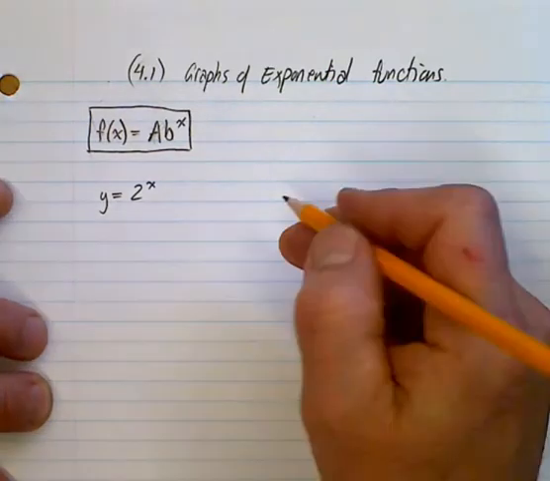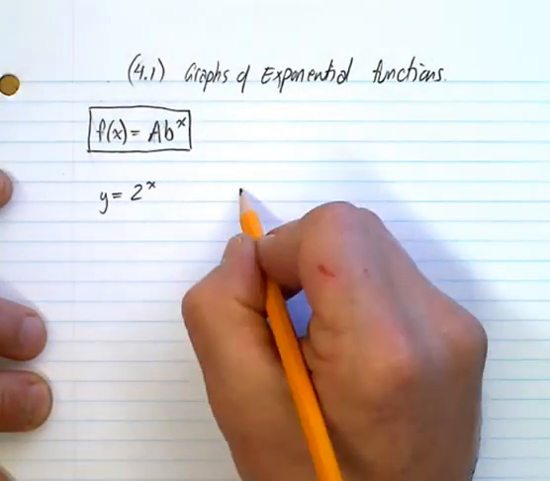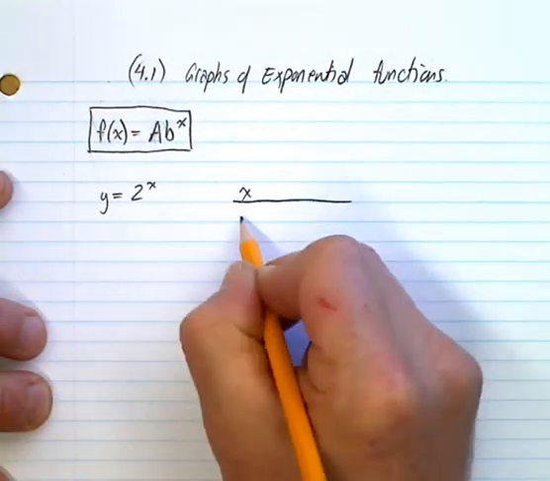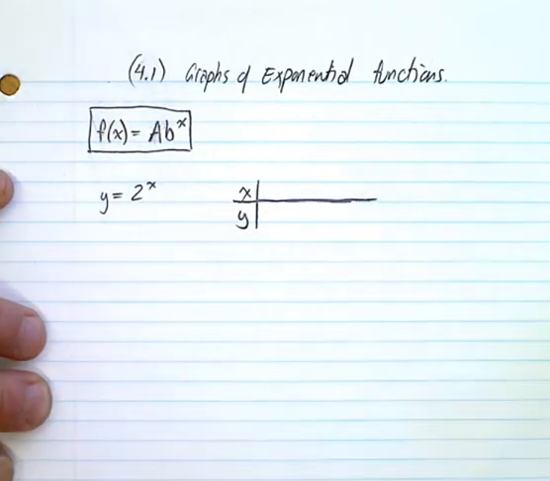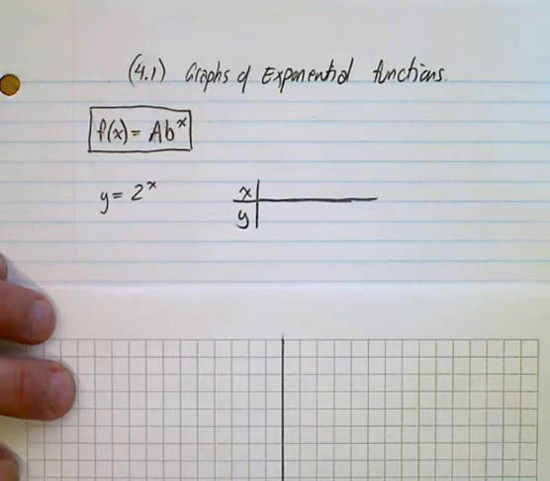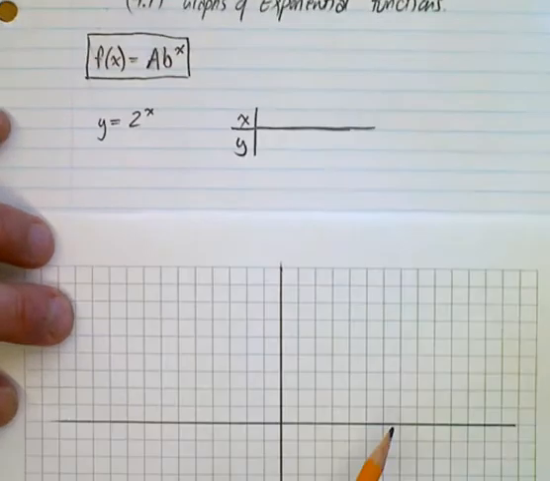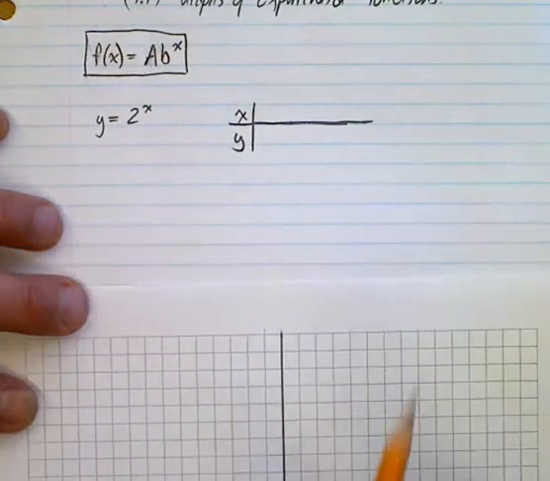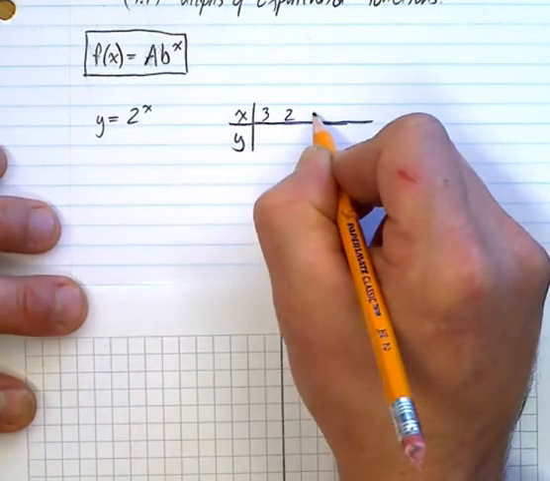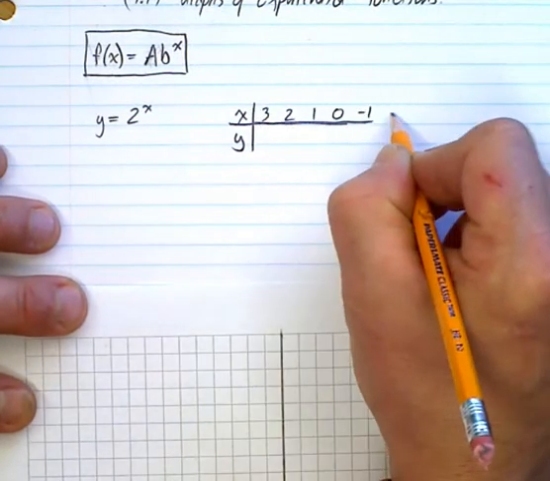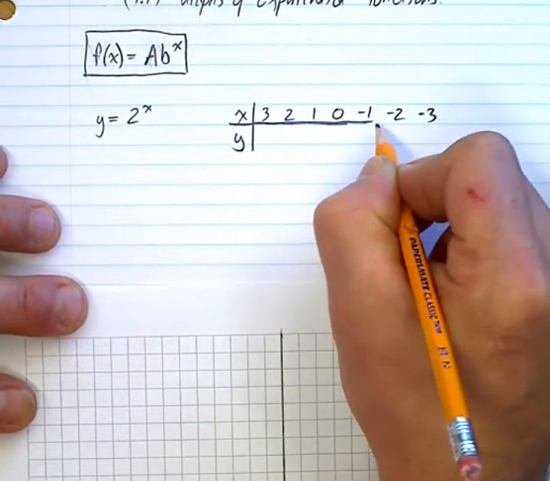Now, if you were going to make a table of values here, an x and a y, I like to always choose them sort of left and right of the y-axis, a little bit left and right. So let's start with 3 and then go to 2, 1, 0, -1, -2, -3. Let's see if we can make some sense.